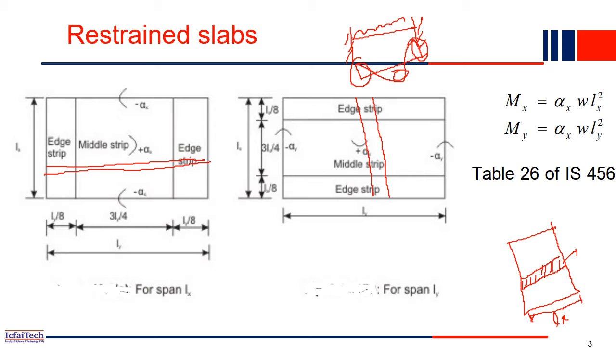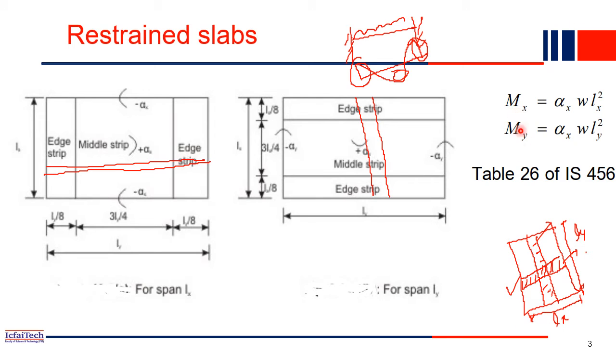But in the case of a two-way slab, we have to consider the x direction as well as the y direction. So one more strip we have to consider along the y direction, and both strips we have to design. This is along the y direction, Ly. So one-way slab means only one beam strip design, whereas two-way slab means both strips you have to design.